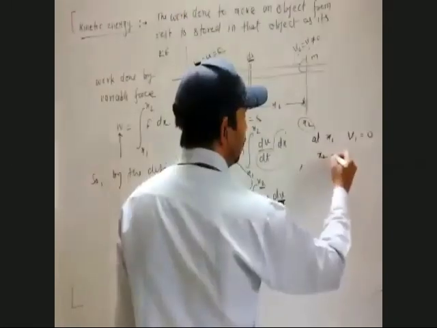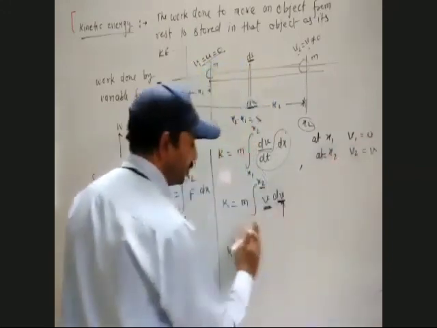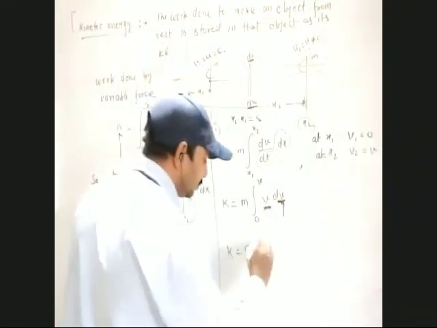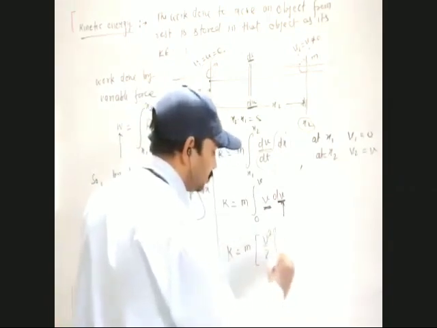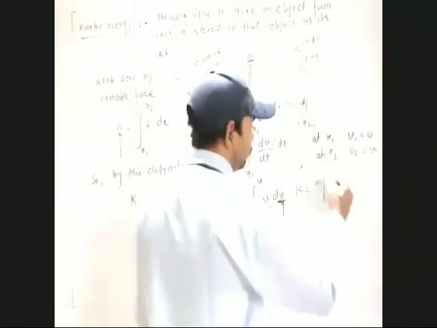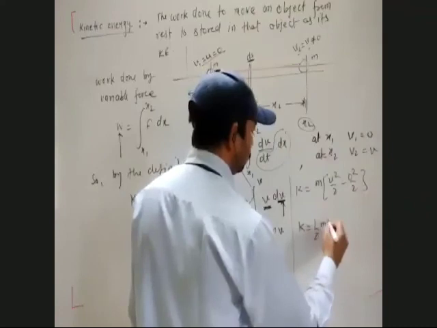So limit will be changed from 0 to v. Now integrate it. It will be v square by 2, from 0 to v. Put the values. K will be equal to m into v square by 2 minus 0 square by 2. So K will be 1 upon 2 mv square.